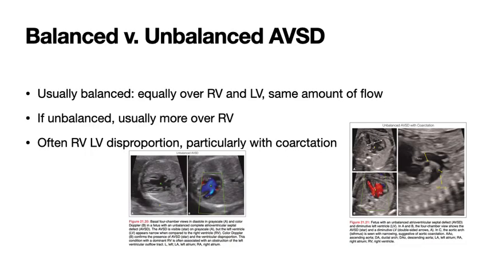Now, frequently, people like to term them balanced or unbalanced AVSDs. Usually they are balanced, meaning they are centered, basically right over the right ventricle and left ventricle, so there's the same amount of flow. If they are unbalanced, it's usually centered a little bit more over the right ventricle. But if that's the case, you may see right ventricular, left ventricular disproportion, and you suspect coarctation, which is good because it actually does come with coarctation a lot.